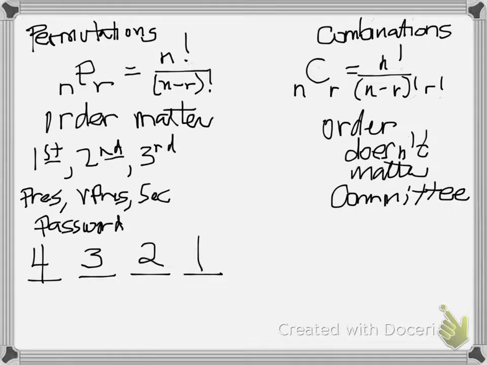So this is 4 times 3 times 2 times 1. So that would be 12 times 2, which is 24. So there are 24 different ways. Okay, so that's one way to work that problem. But the reason why I wanted to put the formulas up there is I want to show you how to work this problem with the formula. Because guess what? You can work it with the formula. So let's look at working this with the formula.